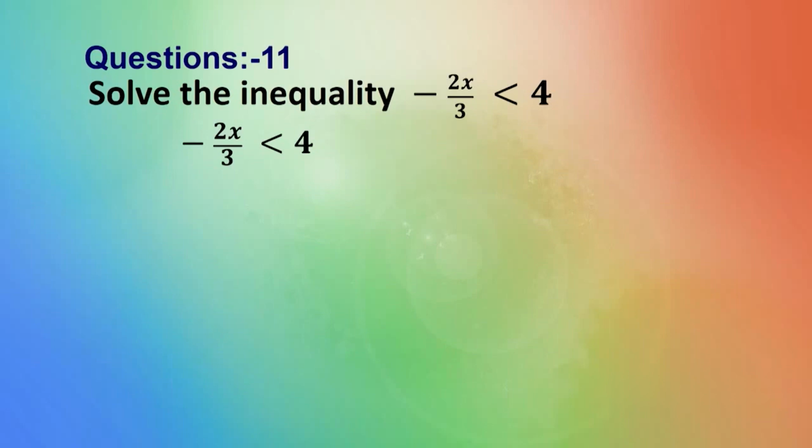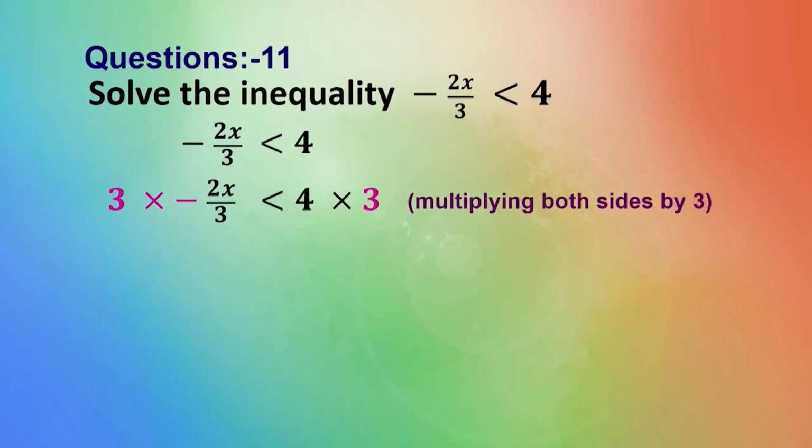First you have to remove the divide by 3. Why? -2x is one term, -2x divided by 3, so you can remove the divide by 3. How to remove that? Yes, by multiplying both sides by 3. When we multiply, what happened to that? It comes on the left side: -2x < 12.